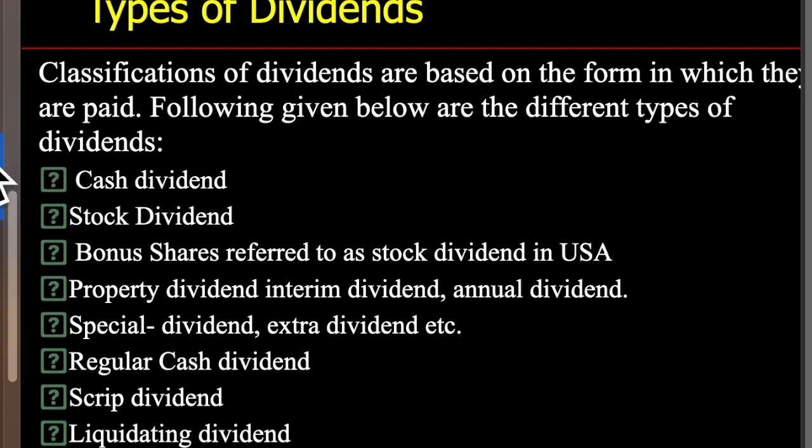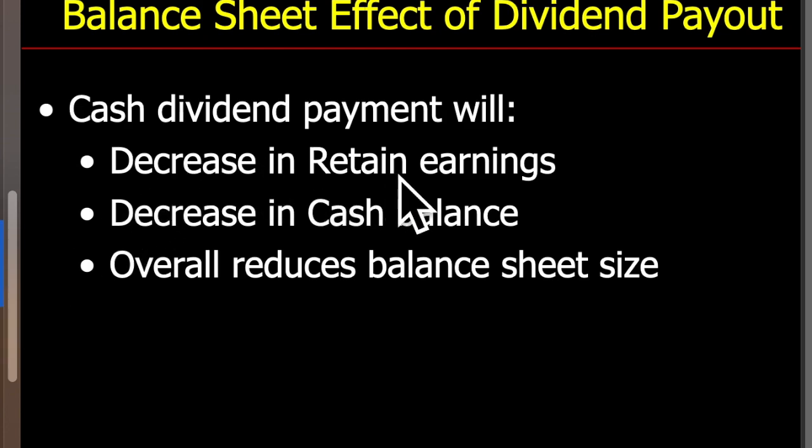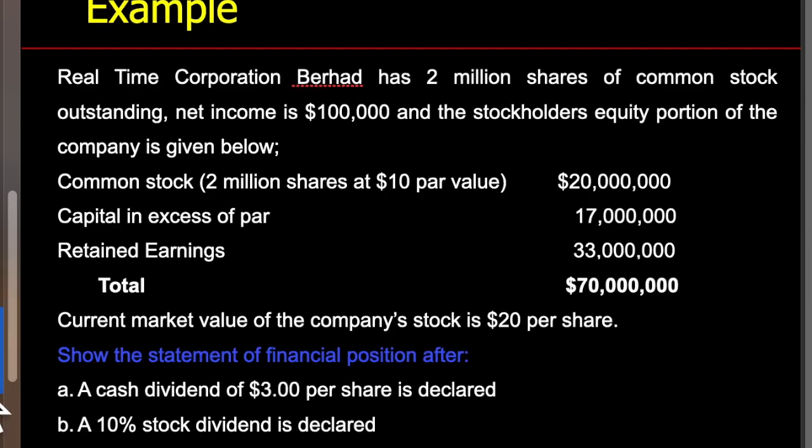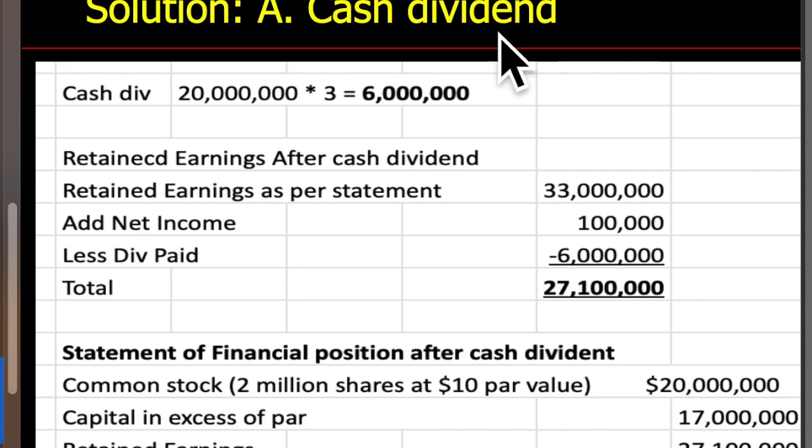Here. A decrease in retained earnings, a decrease in cash balance, and it reduces the overall size. Why, stock dividend will what? This 10% stock dividend will affect the paid in capital, and also the number of shares. So for this example, let's see the solution.